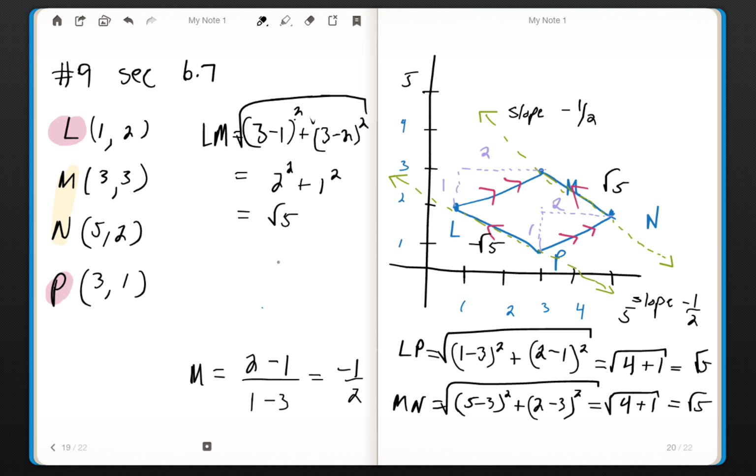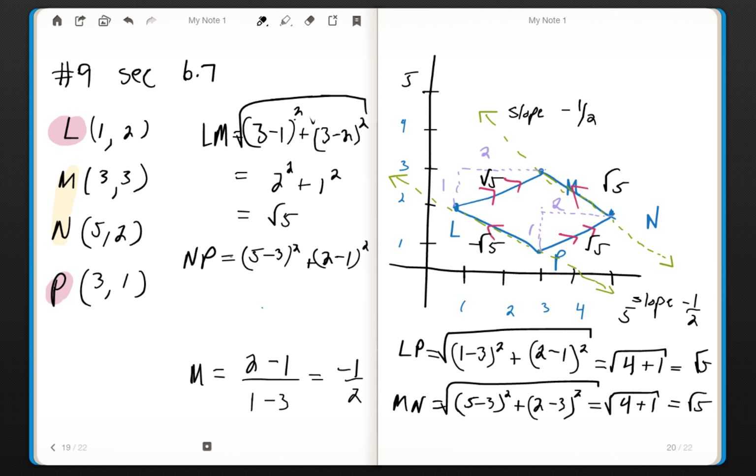And we can do it for, let's say, we already did, so this is the square root of 5, and this is the square root of 5. Let's do it for N and P. So same thing, N, P. The difference in the x's, we'll do 5 minus 3, quantity squared, plus the difference in the y's, 2 minus 1, quantity squared.